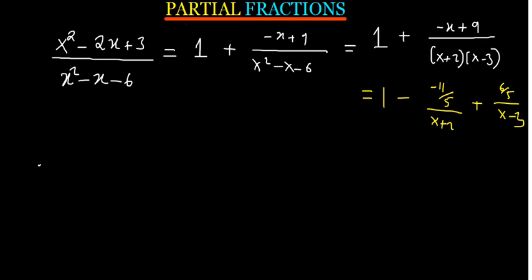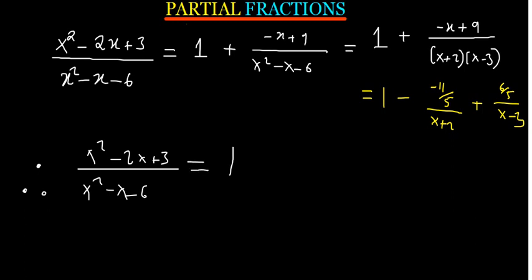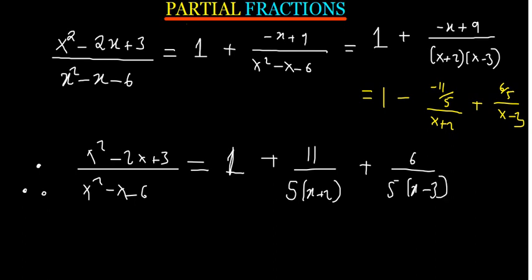We'll say, therefore, x squared minus 2x plus 3 over x squared minus x minus 6 is going to be equal to 1. This negative and this negative will give us a positive. So 1 plus 11 over 5 in the denominator, then x plus 2, and then plus 6 over 5, x minus 3. So that is how you get to break this into partial fractions.